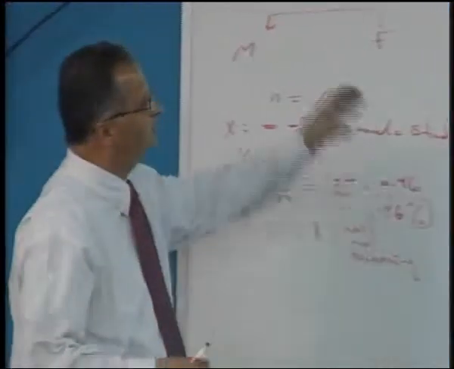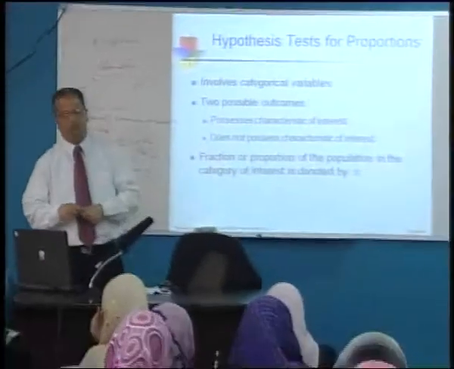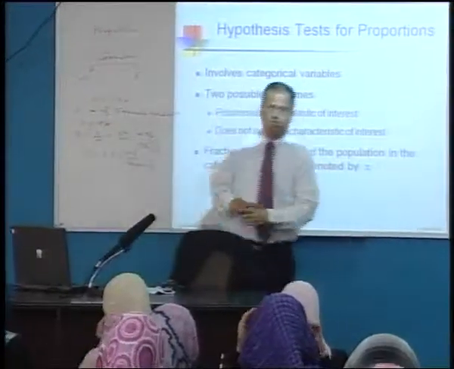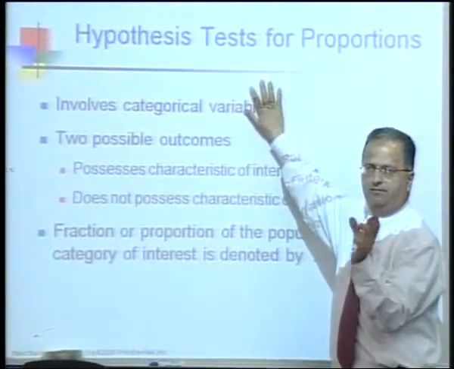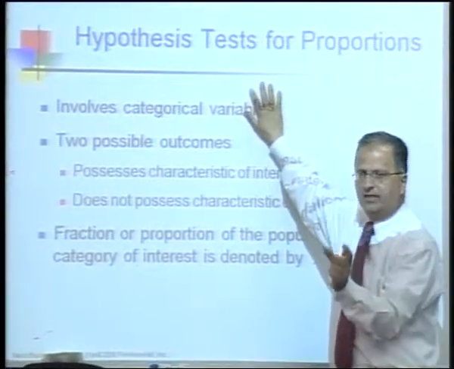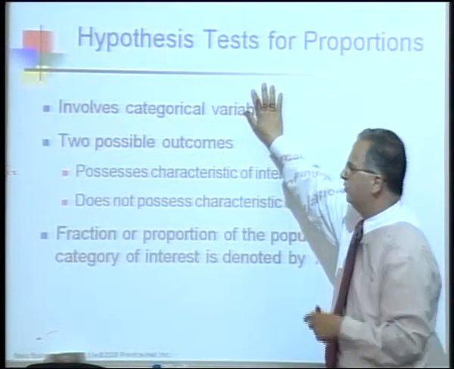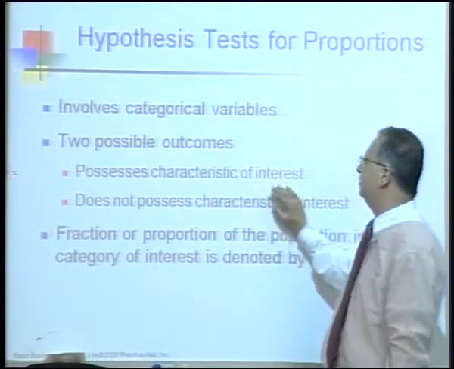Here we'll talk in detail about hypothesis testing for proportions. So in this case, your problem involves categorical variables. It means we have classification, either yes or no, males, females, and so on. So two possible outcomes, possesses characteristic of interest.